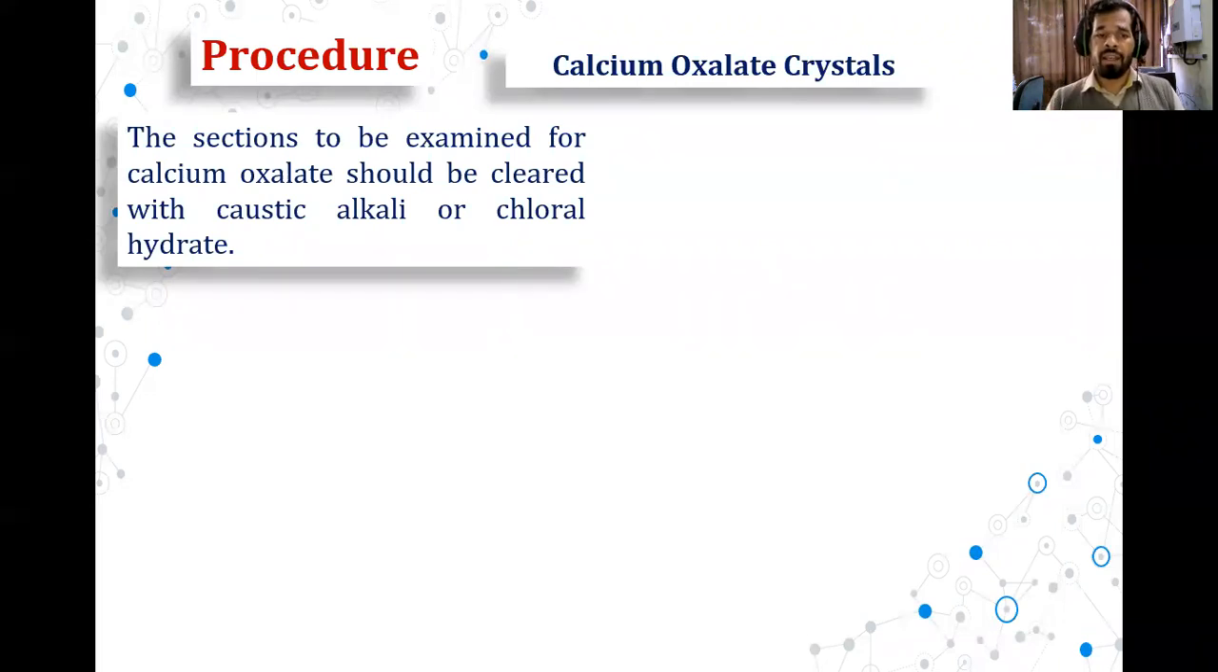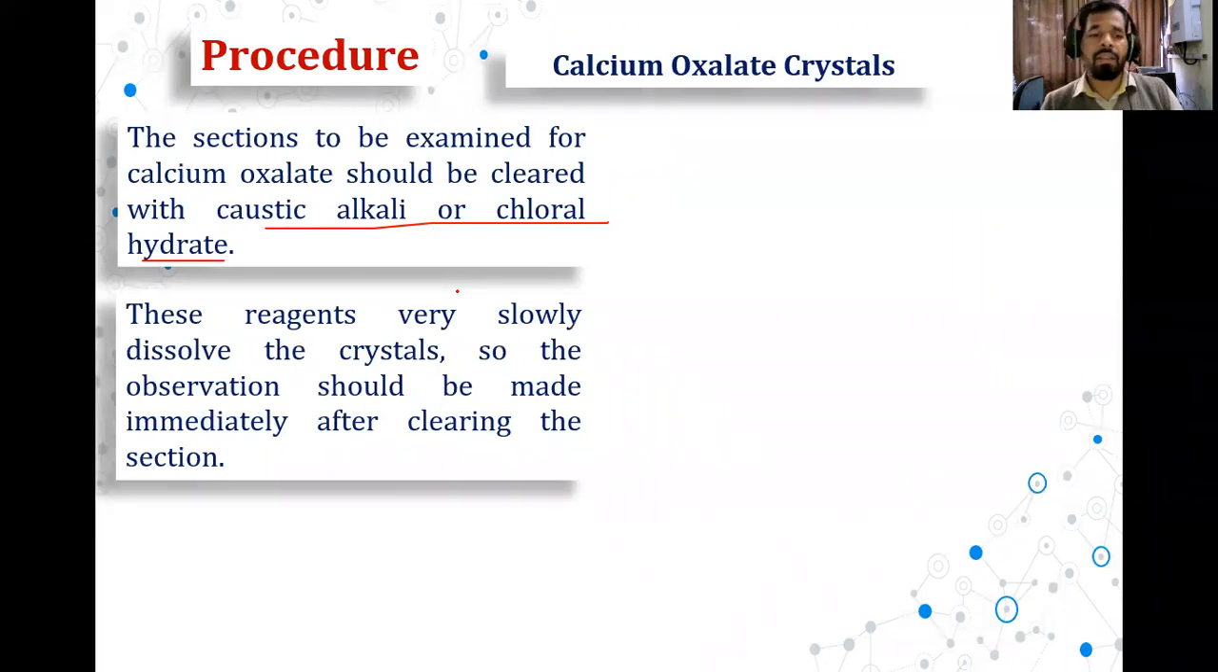These compounds, caustic alkali and chloral hydrate, are used as clearing reagents. These clearing reagents will clear unwanted impurities in the product. Therefore the first step, take the section, then add caustic alkali or chloral hydrate to that. These reagents very slowly dissolve the crystals, so the observation should be made immediately after clearing the section. Obviously these are clearing reagents, so they may have an effect on the calcium oxalate crystal also. So after addition of this reagent, you should observe immediately.